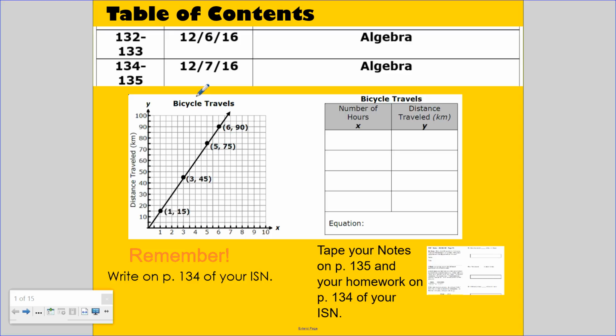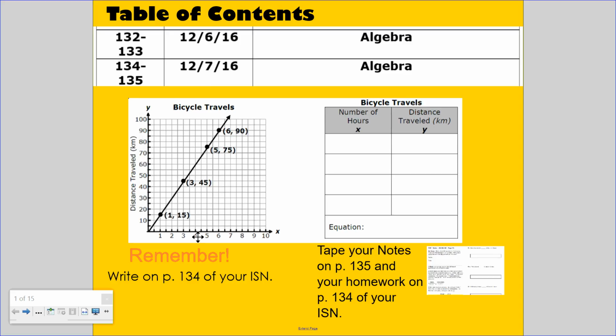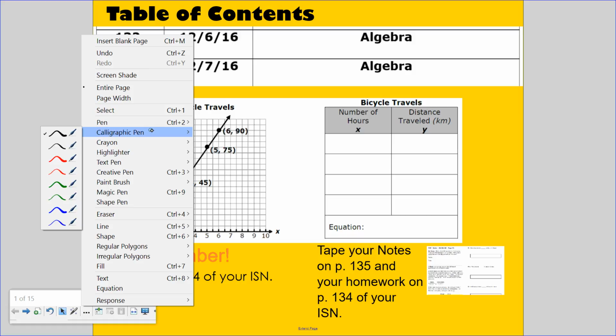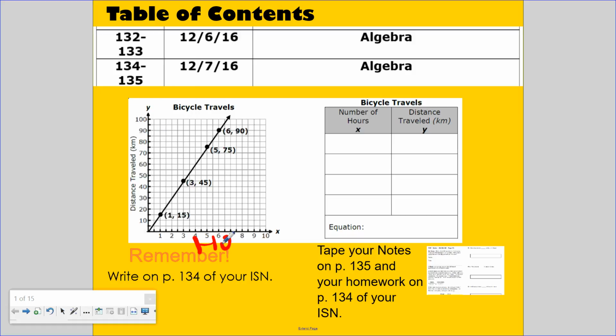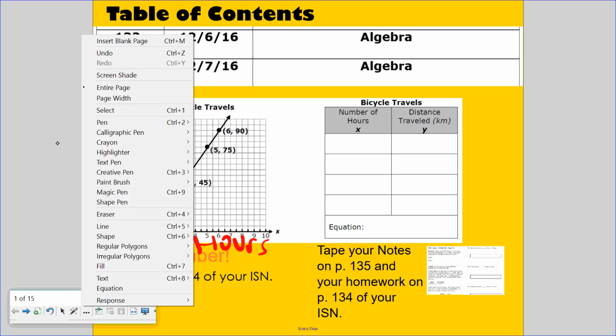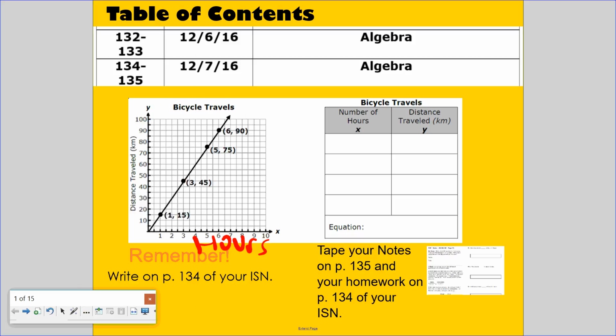So this is a graph. This is a graph about bicycle travels. I keep some symbols here. So this should say hours, and this should say distance traveled. So let's look at this. In here, 1 hour of traveling is 15 miles traveled. 3 hours on a bicycle is 45 miles traveled. 5 hours is 75 miles traveled. 6 hours is 90 miles traveled.